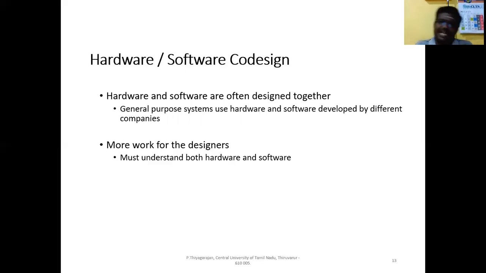The best example is that I may buy a Dell laptop and I can install Microsoft Office in it. I can work on it. Microsoft Office is a separate set of software and has no connection with the Dell. I can run Microsoft Office on the Dell laptop. That's why I said general purpose systems use hardware and software developed by different companies. Whereas in the embedded system, the company which is developing the hardware is the one which also develops the software.